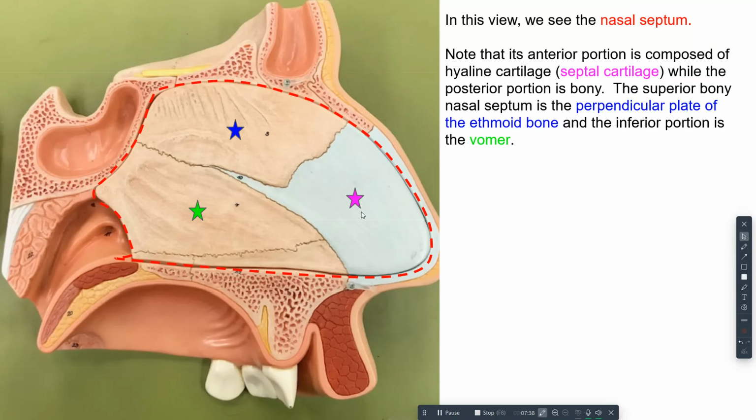Anteriorly, the nasal septum has a piece of cartilage called septal cartilage. Unsurprisingly, it's made out of hyaline cartilage. Now, the posterior nasal septum is bony, with the superior part of it being the perpendicular plate of the ethmoid bone, then the inferior part down here being the vomer. And these two are the posterior bony part of the nasal septum, whereas the cartilage is that anterior portion.